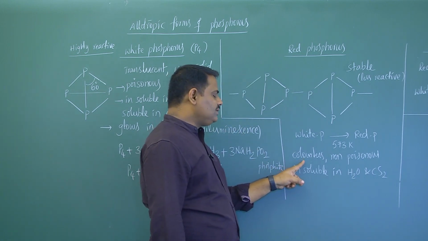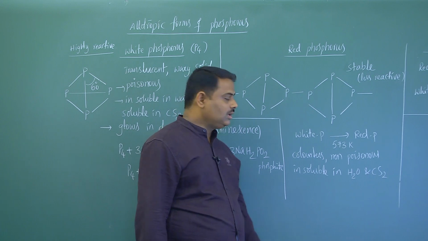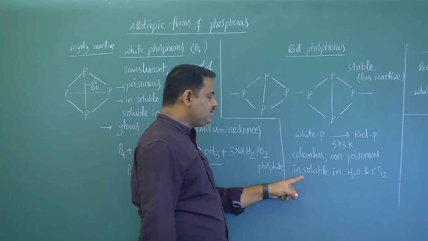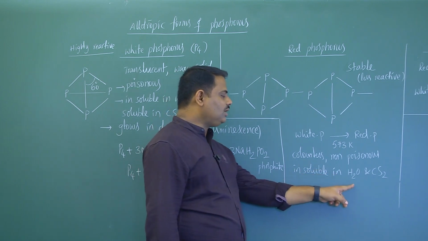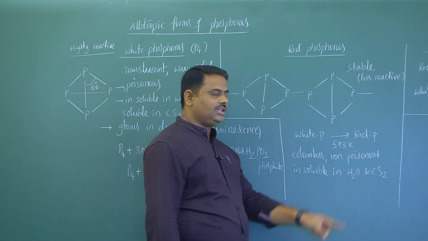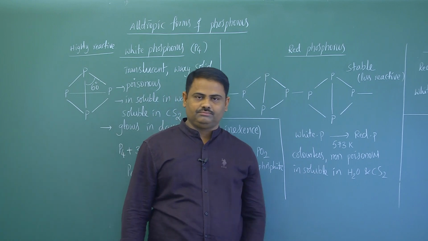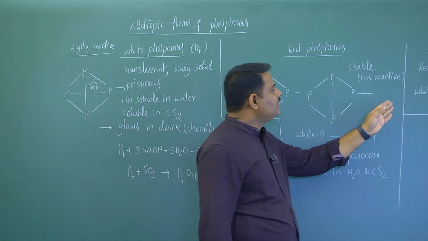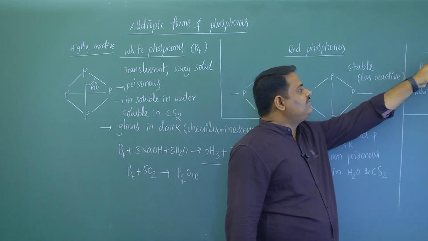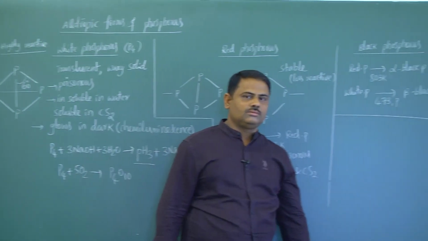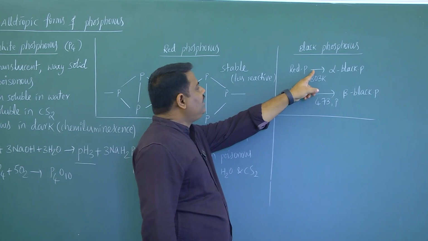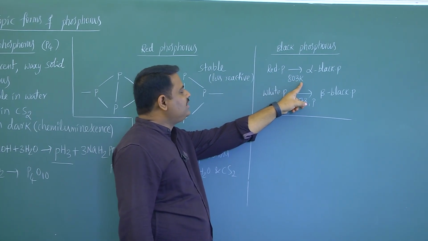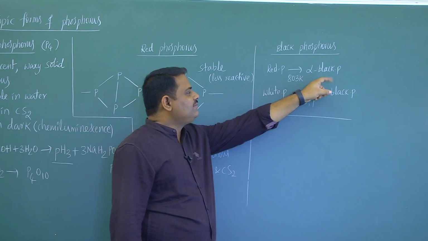Now, red phosphorus is colorless, non-poisonous, and it is insoluble in both water as well as CS2, that is carbon disulfide. Now, if you move to black phosphorus, heating red phosphorus at 803 Kelvin temperature, we will get black phosphorus.